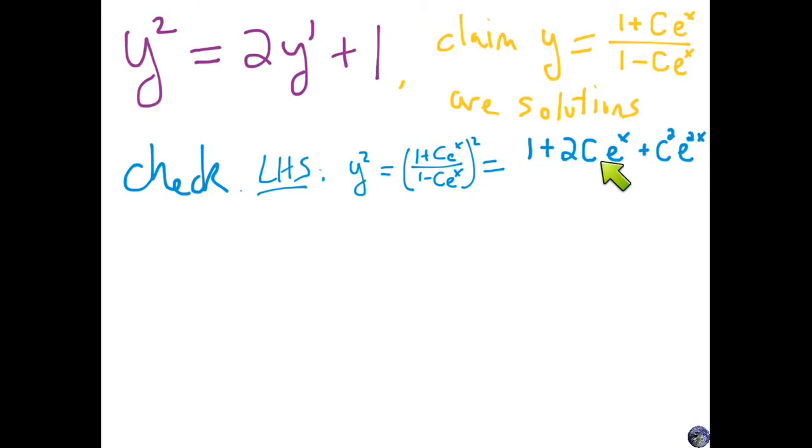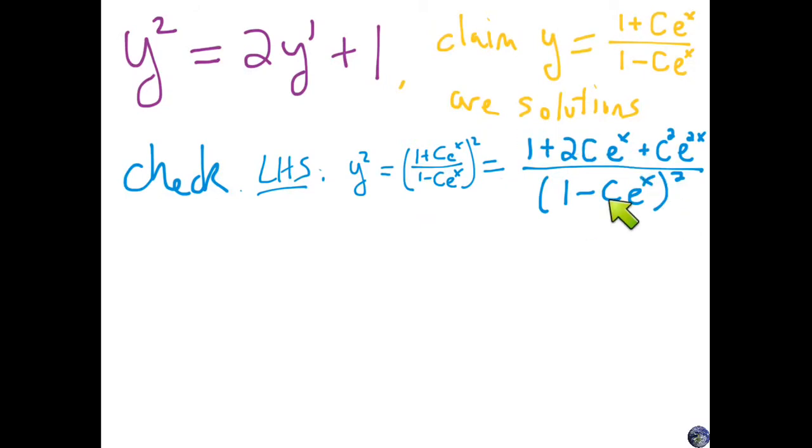All right, now I could do the same thing on the bottom, but for reasons you'll see later, I'm just going to keep it as a perfect square. I'm just going to keep it as 1 minus c e to the x, squared. All right, so that's what the left-hand side comes out to be. We plugged in our purported solution for y into the left-hand side. This is what it came out to.